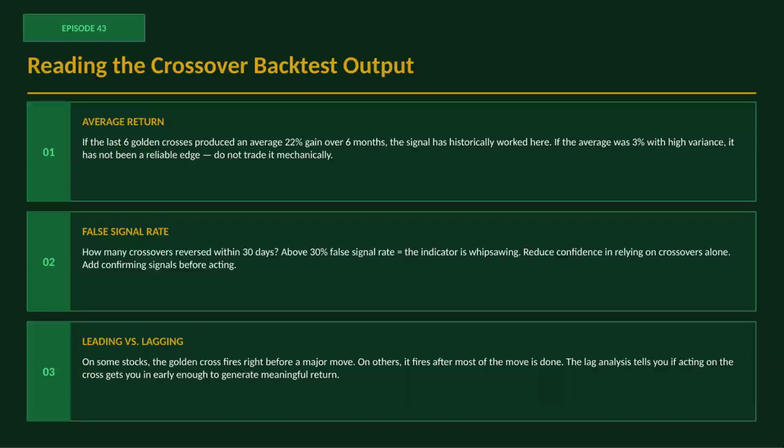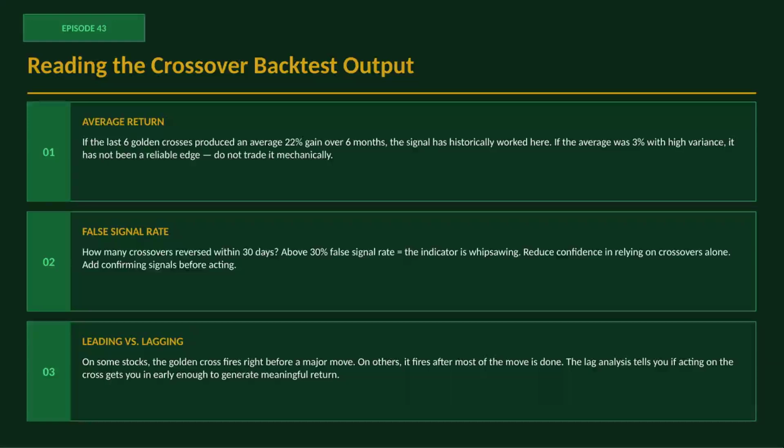Leading versus lagging effect. On some stocks, the golden cross happens right before a major move. On others, it happens after most of the move has already occurred. The lag analysis tells you whether acting on the crossover gets you in early enough to make a meaningful return, or whether you are entering near the end of a move.